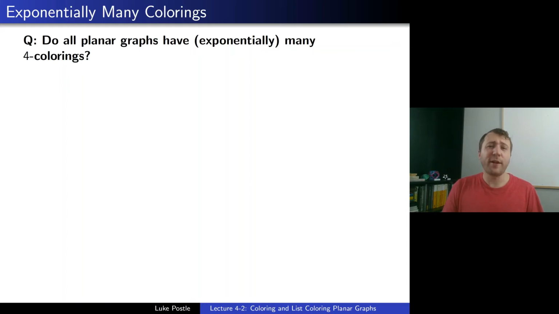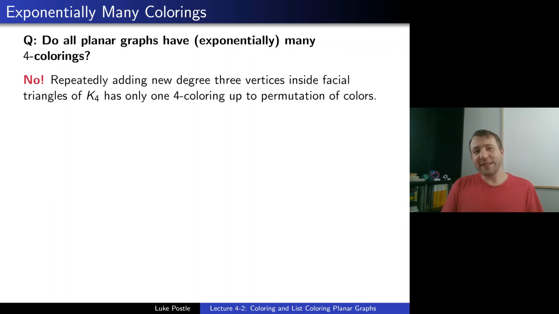So stop and pause and think a second and try to answer this question. So what's the answer? It's no. Here's a simple construction. You start with a K4, and inside facial triangles, you add a new vertex adjacent to all three vertices of the triangle, like degree 3, and just keep repeating this. And you'll notice that the resulting graph has a unique 4-coloring, at least up to permutation of colors, right?